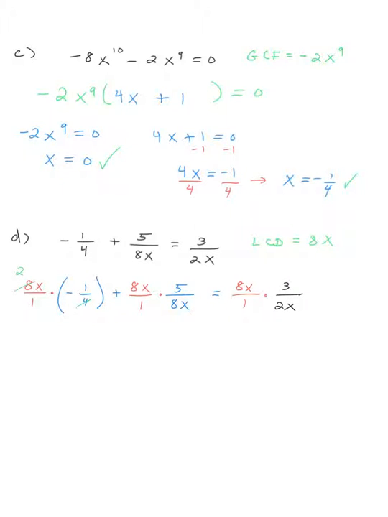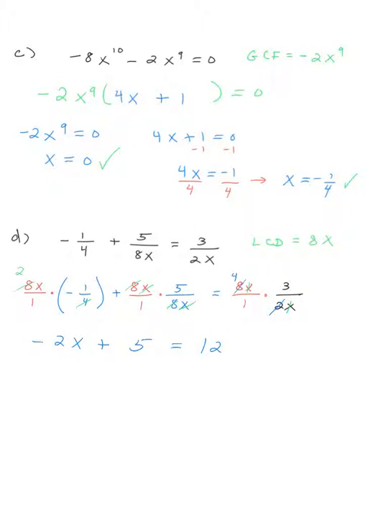I've canceled everything I can with this very first fraction, and I get negative 2 and x left over. In the second one, I can cancel the 8's and the x's, and all that's left over is the 5. On the right side of my equation, I can cancel 4 into the 8 and the x's as well, and I'm left with 4 times 3, which is 12.